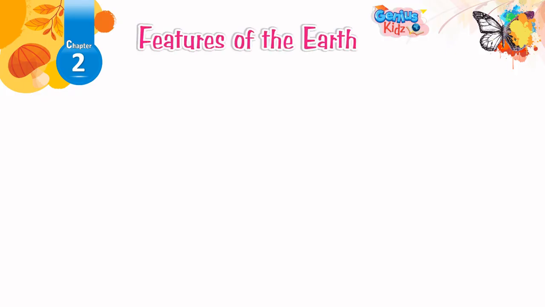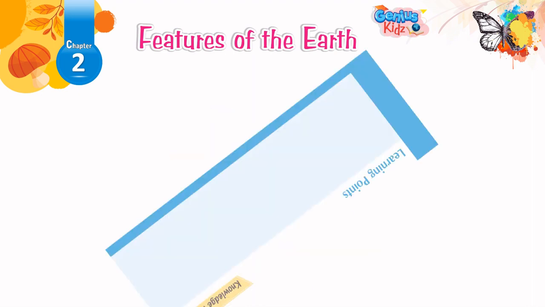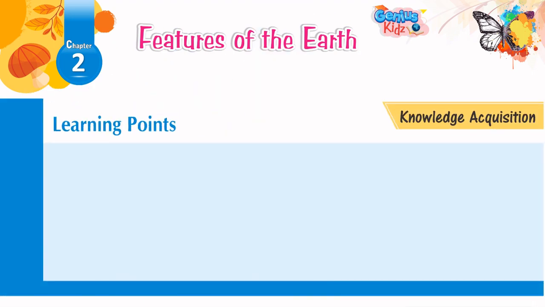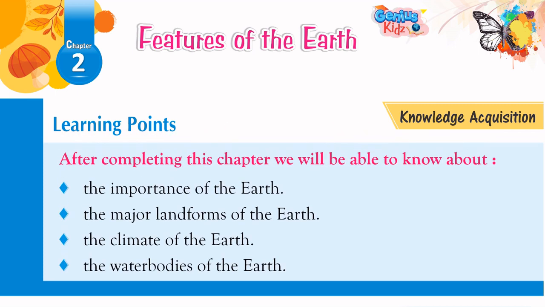Chapter 2: Features of the Earth. Learning points. Knowledge acquisition. After completing this chapter, we will be able to know about the importance of the Earth, the major landforms of the Earth, the climate of the Earth, the water bodies of the Earth.